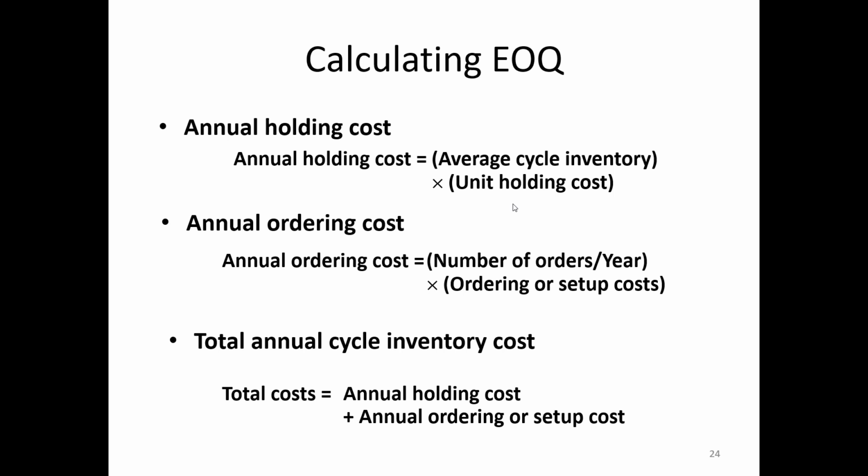That makes sense, right? How much does it cost every time you make an order, times the number of orders you place in a year? That gives us your annual ordering costs. We add those together, and we get our total annual cycle inventory costs, or total costs.